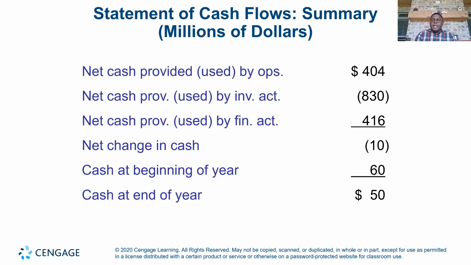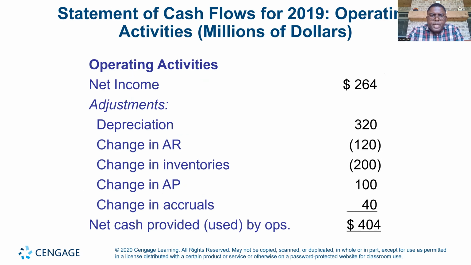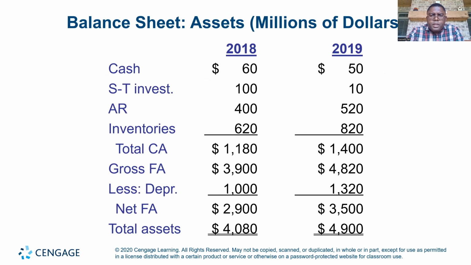If we go back to the balance sheet, we'll realize that this 50 million is the cash that was recorded at the top of the balance sheet. So let me go back and let's confirm that. So this is the balance sheet, and this is the cash for 2019 at the top of the balance sheet, which is 50 million.